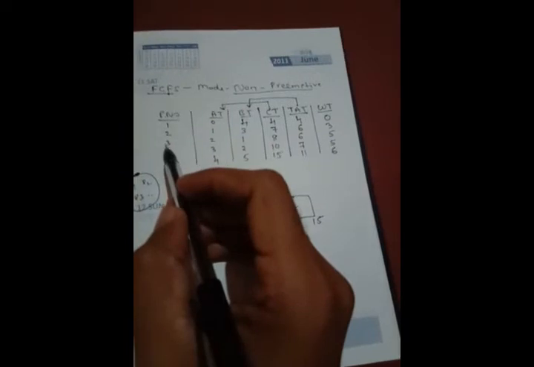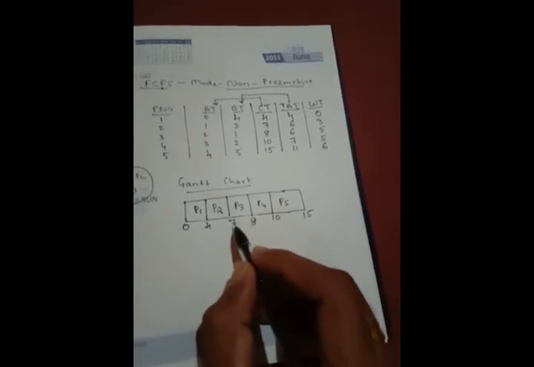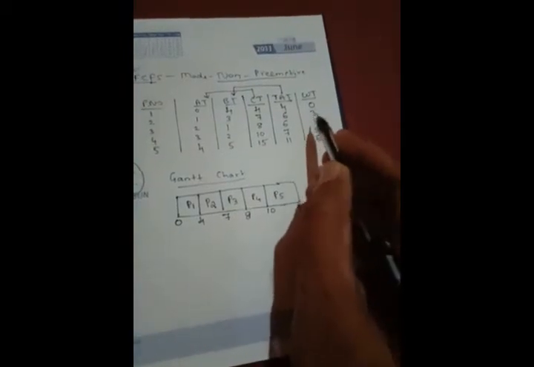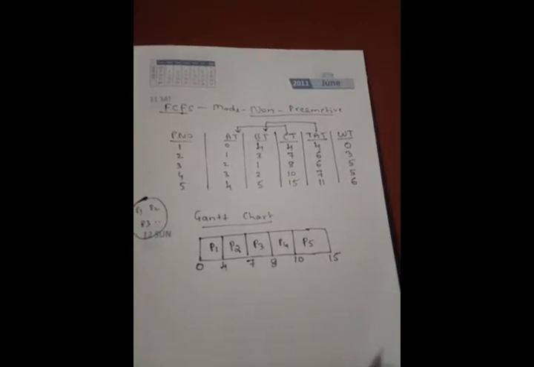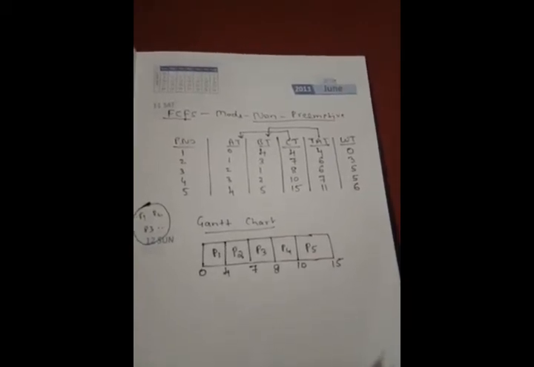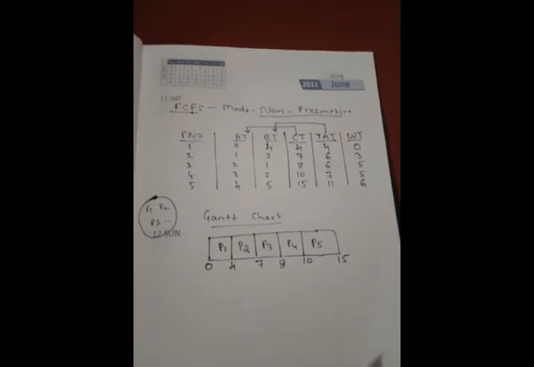Now at what time has P3 arrived? At 2, but at what time is P3 given the CPU time? At 7. What's the difference between 2 and 7? It is 5. So P3 has to wait 5 units of time for the CPU. Okay, so at what time it has arrived, and at what time it was given the CPU execution, or the process was sent to the CPU for the execution.